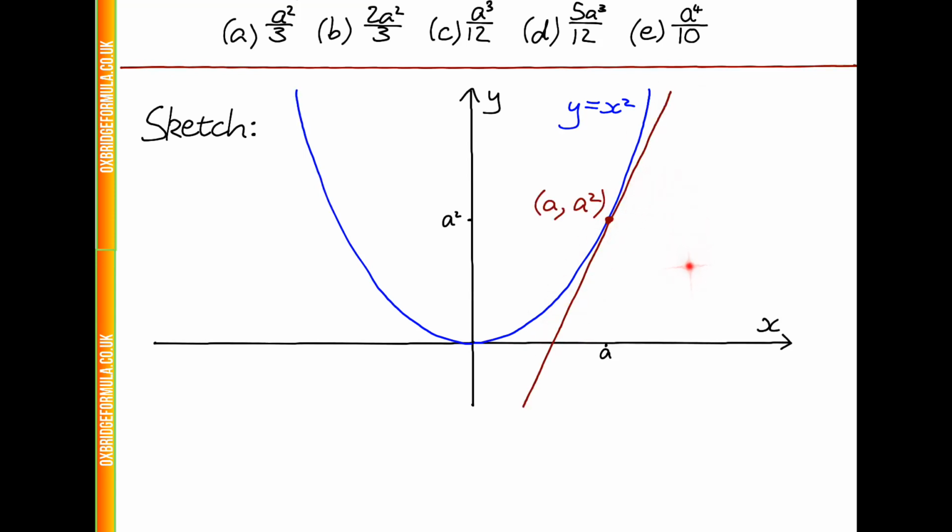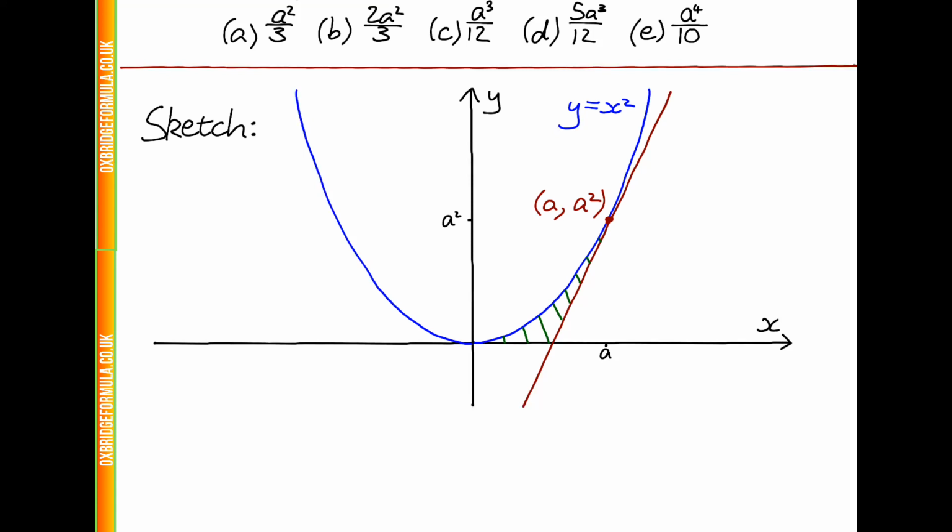And the area we've been asked to find is the area bounded by the parabola, the tangent line, and the x-axis. So that's this area in here, which we'll shade with green lines. So now that you know the area which we're trying to find, pause the video and have a go at finding what this area is equal to, and hopefully your answer will be one of these options.